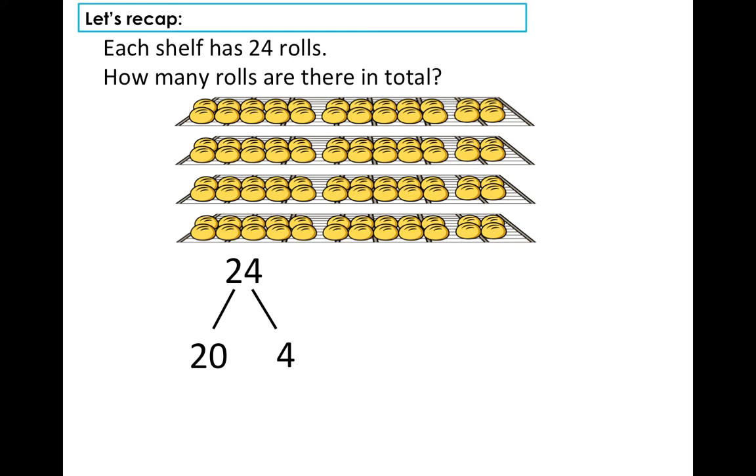Then we multiplied the 20 by the 4 because there's 4 shelves. To help us do 4 times 20, we can do 4 times 2, which is 8, and then make it 10 times bigger, which is 80. Then we multiply the ones by 4 because there's 4 shelves. So 4 times 4 gives us 16. Finally we add the 80 and the 16 together to get 96.